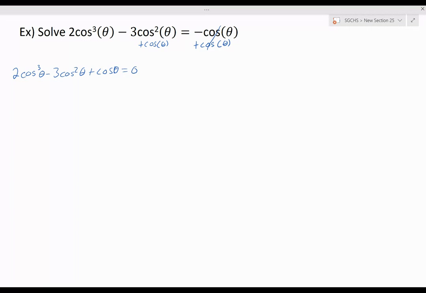The first thing I'm going to notice is every term has cos in it, so I can factor out a cos angle. So that's going to be my first step. Let's factor out this cos angle, and I will get 2 cos squared angle minus 3 cos angle plus 1. Okay, and this all equals 0.